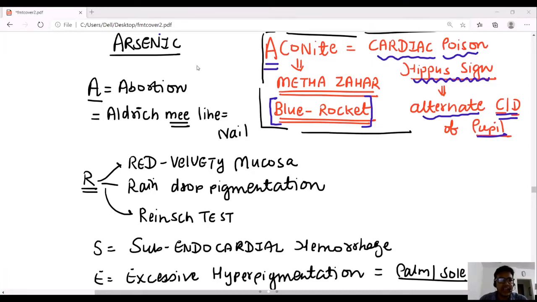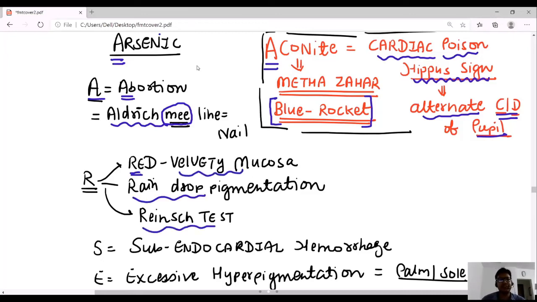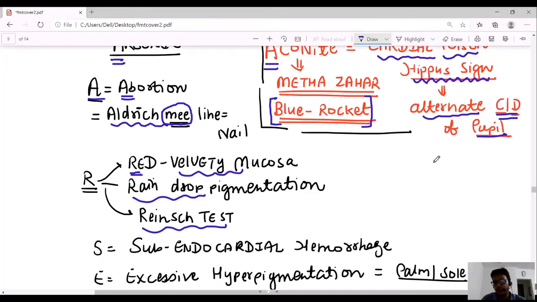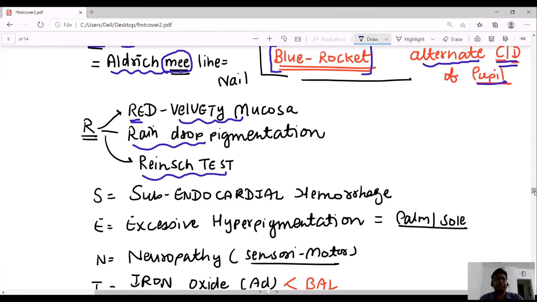A for abortion, arsenic causes abortion. A for nail: in arsenic poisoning you have a line on the nail, known as the Aldrich-Mees line. R for red velvety mucosa, raindrop pigmentation, and rinsch test.